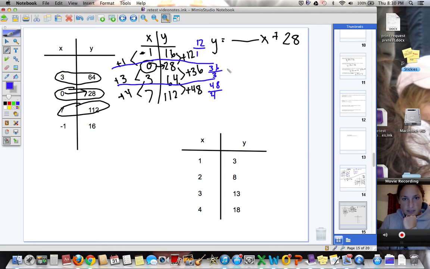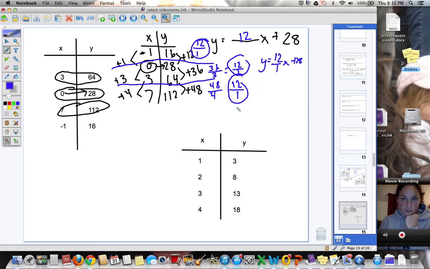This is simplified. These can both be divided by 3. 36 divided by 3 is 12. 3 divided by 3 is 1. 48 divided by 4 is 12. 4 divided by 4 is 1. Oh, now my fractions are all the same. 12 over 1 is just 12. So you can put a 12, or you could have it as 12 over 1x plus 28. They all simplify.